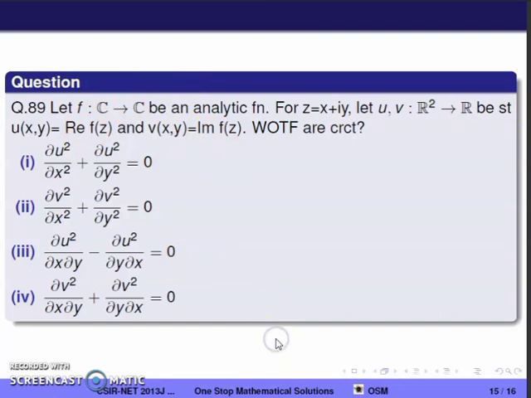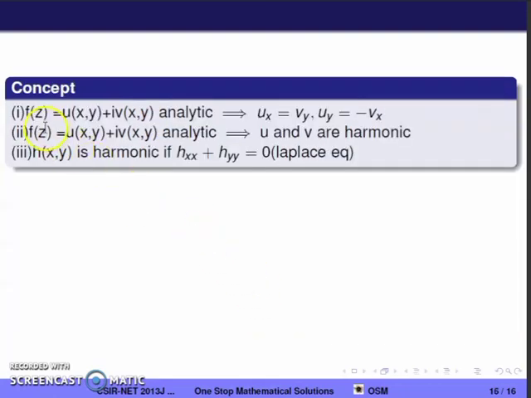So first of all, let us look into the concept. If f of z is equal to u of xy plus i v of xy is given to be analytic, then it satisfies the Cauchy-Riemann equations, that is ux equal to vy and uy is equal to minus vx. If f of z is analytic, then u and v are harmonic also, and the function h of xy is harmonic if it satisfies the Laplace equation, that is hxx plus hyy is equal to 0.